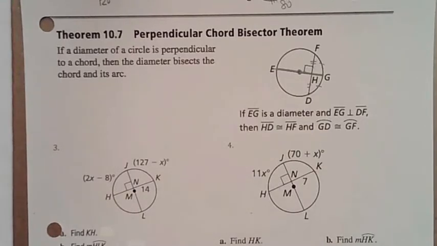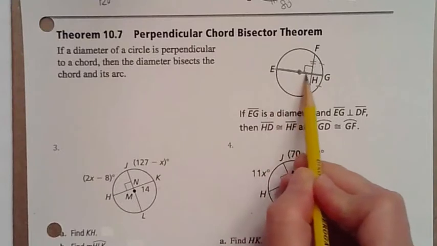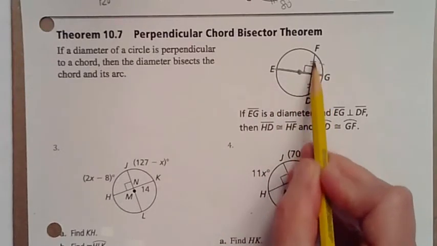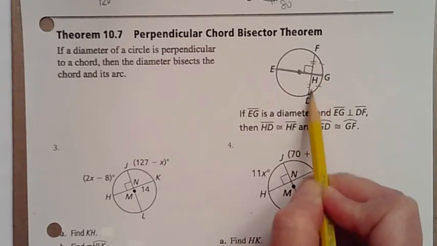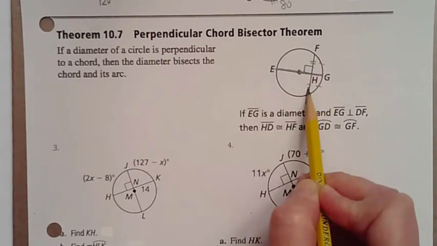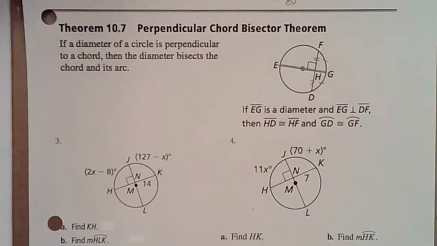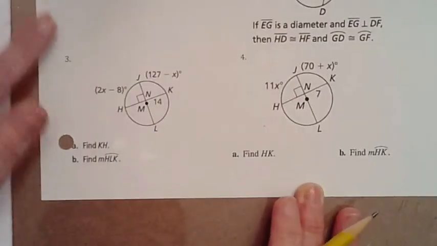On the flip side, if you have a segment that is perpendicular to the chord so that it cuts that chord in 2 congruent pieces, well then that means that it's going to be a diameter. Okay, so we'll do examples both ways. Let's check these guys out.